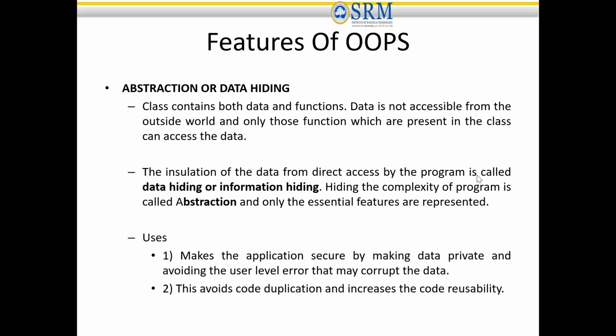Uses. First one, it makes the application secure by making data private and avoiding user-level errors that may corrupt the data. Second one, this avoids code duplication and increases code reusability. So code duplication can be avoided and it can increase the code reusability.